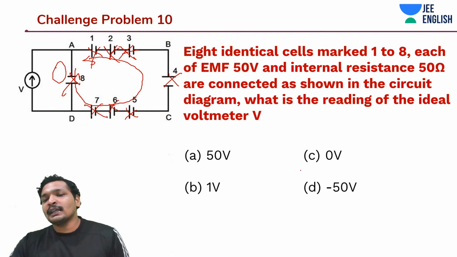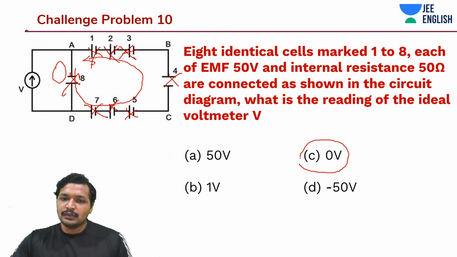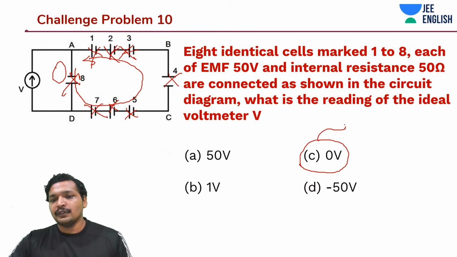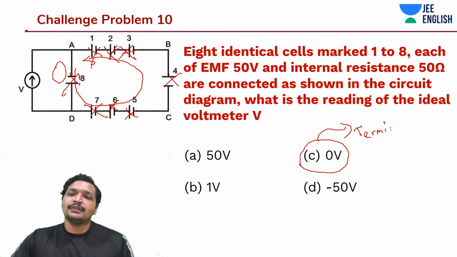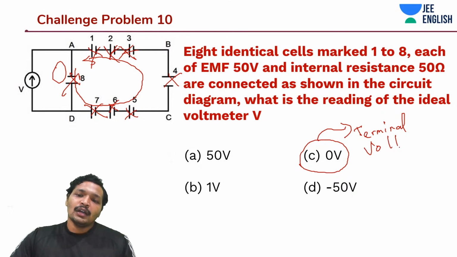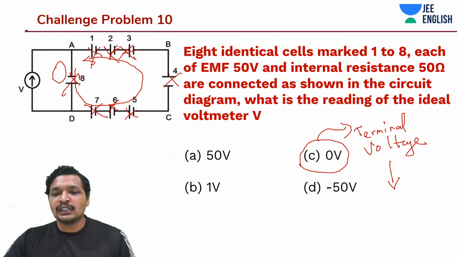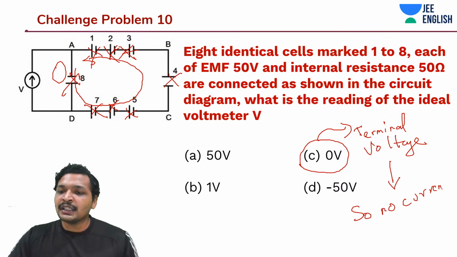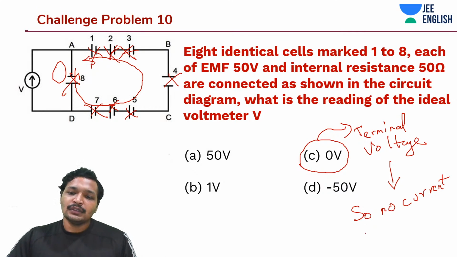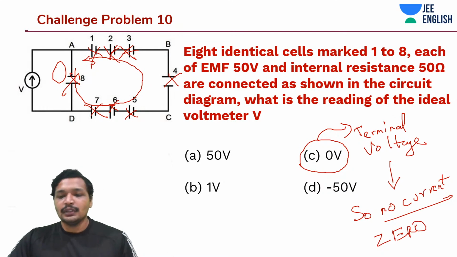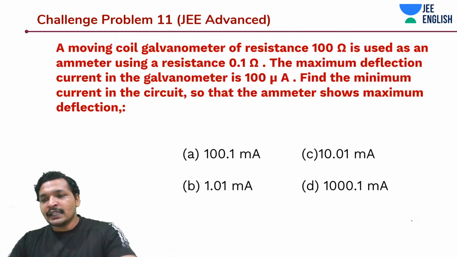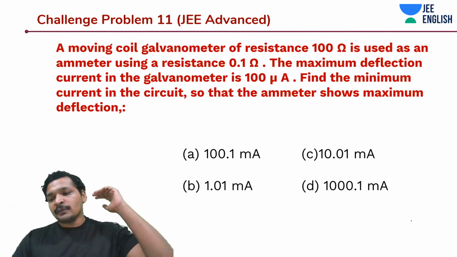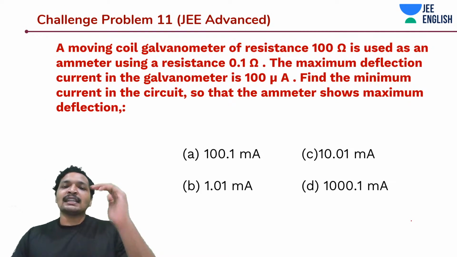Because there would be no current in the voltmeter, it won't measure the EMF. This is the terminal voltage that it would measure, and so with no current, it is 0. Else it would have to measure the EMF, right? So 0. Awesome guys, let's get into an IIT JEE Advanced problem.